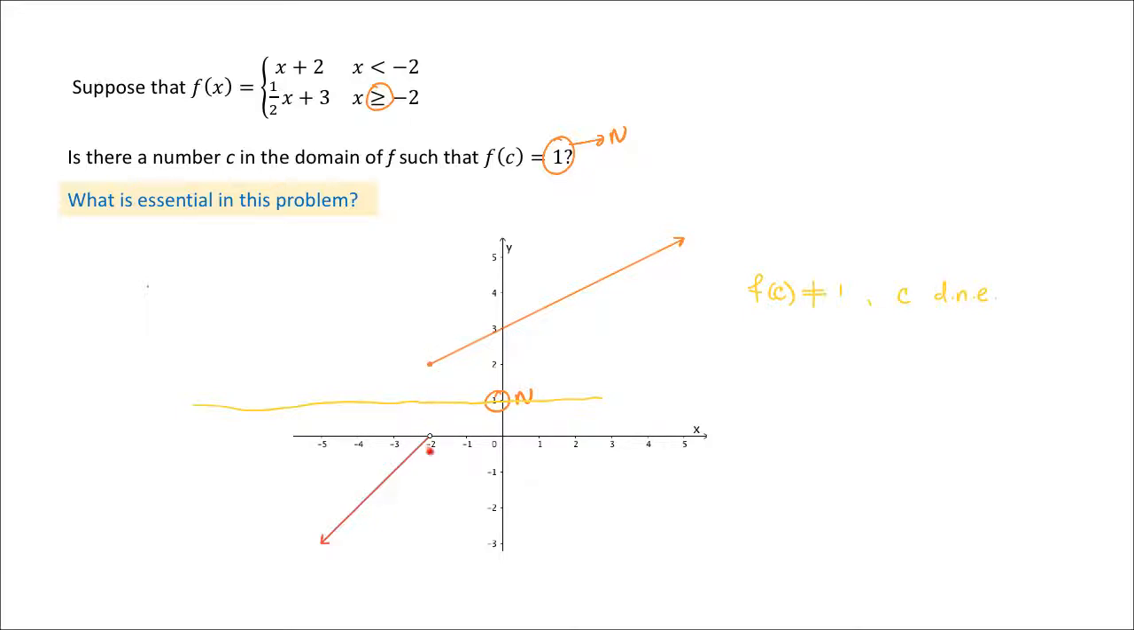The function is discontinuous at -2. There is a jump discontinuity. So the intermediate value theorem can guarantee absolutely nothing about c. And we know, however, that c is not going to exist. f of x can never equal 1.